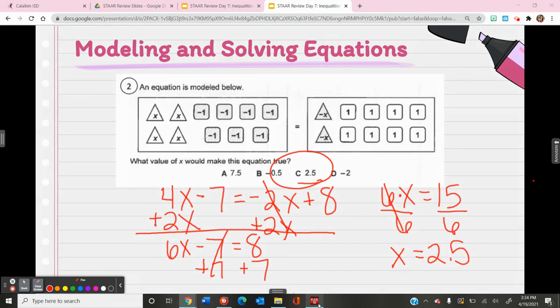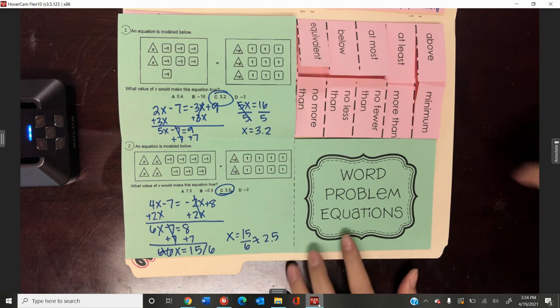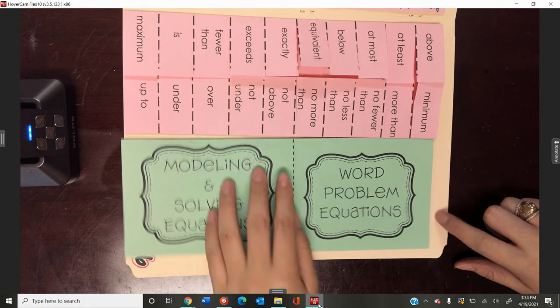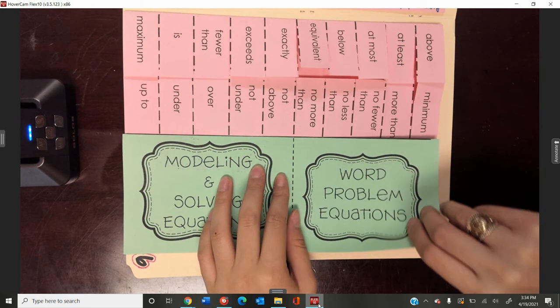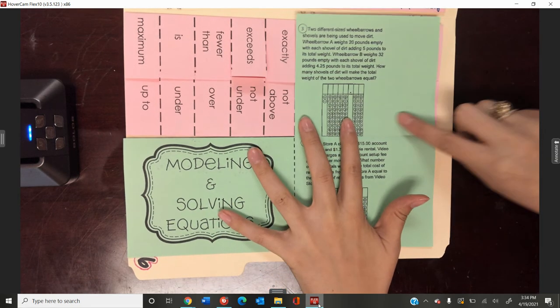So now looking at your foldable, this is everything you should have written down for number 2. So that was modeling and solving equations. Now we're going to close that flap and look at our word problem equations. We're going to open this up, and we're going to look at number 3.